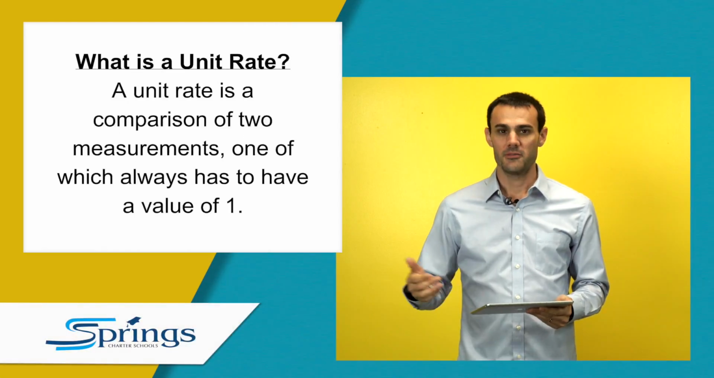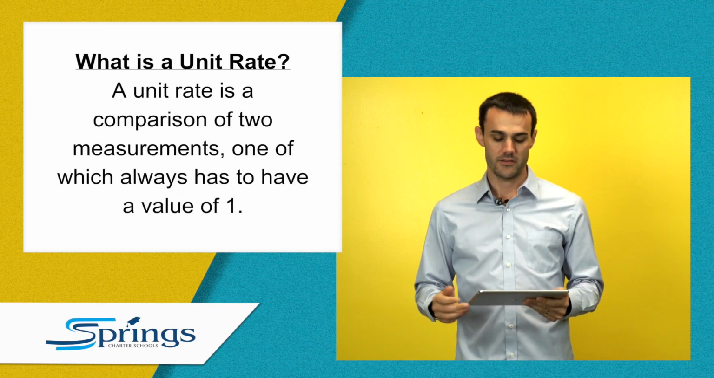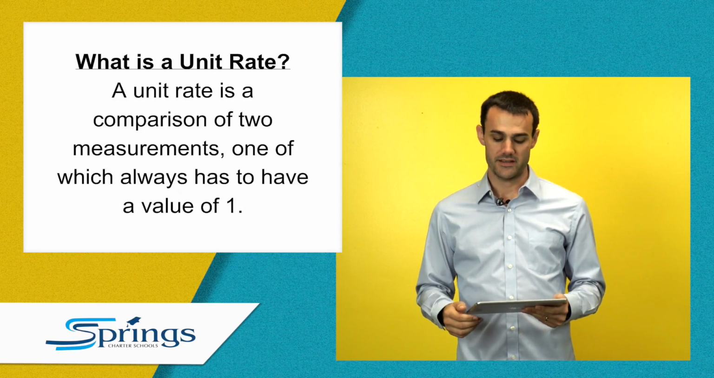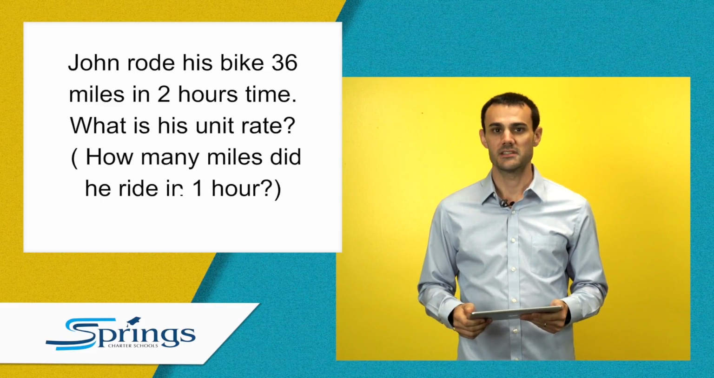The first topic of this chapter was unit rate. You may ask yourself, what is a unit rate? Well, a unit rate is a comparison of two measurements, one of which always has to have a value of 1. Let's take a look at this example together.